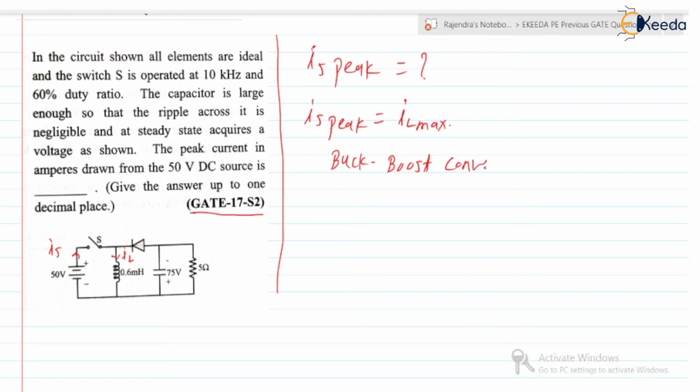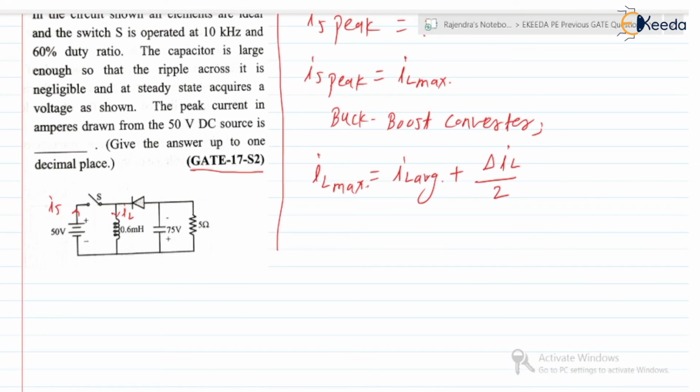As we know, for the buck boost converter, or for any converter, IL max is equal to IL average plus delta IL by 2. So we need to find the IL average first and then delta IL by 2. So what is IL average? We have the expression for IL average directly in terms of I0. IL average is I0 upon 1 minus D, where D is the duty ratio or duty cycle.